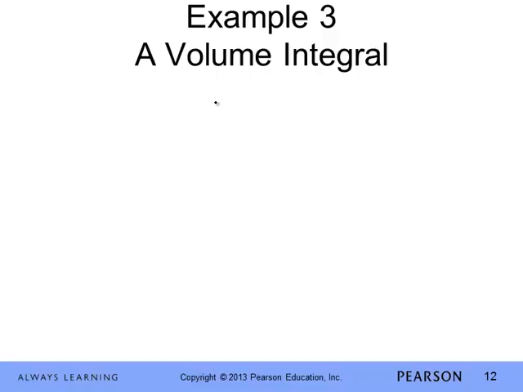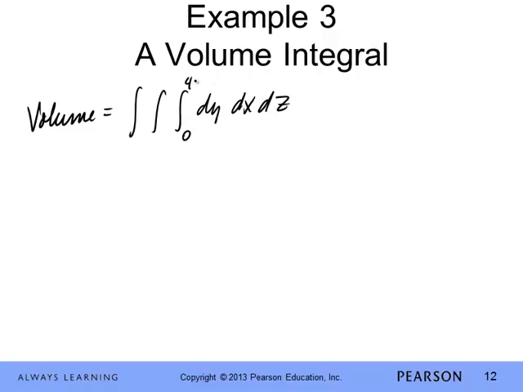So let's go ahead and evaluate that integral. So that volume was the triple integral, dy, dx, dz. Y went from 0 to 4 minus 2x. X went from 0 to 2. And z went from 0 to 6. So let's integrate with respect to y first. And of course, y is going to go from 0 to 4 minus 2x.